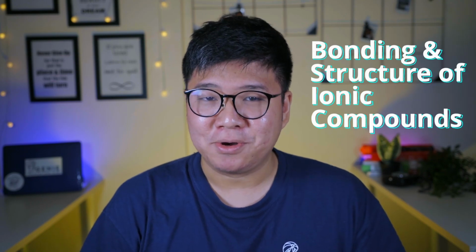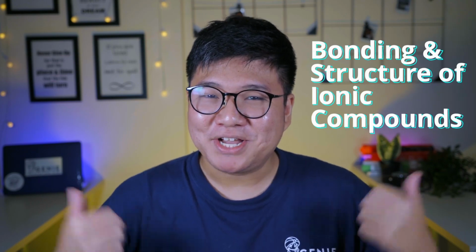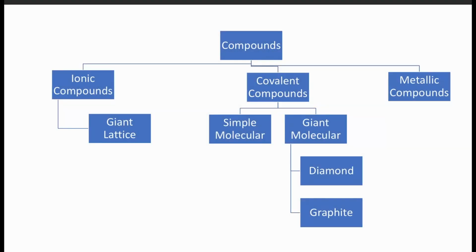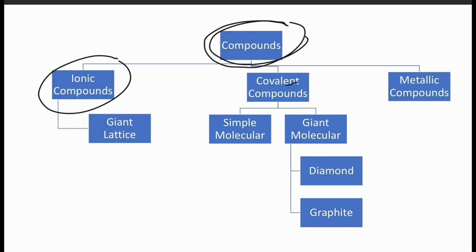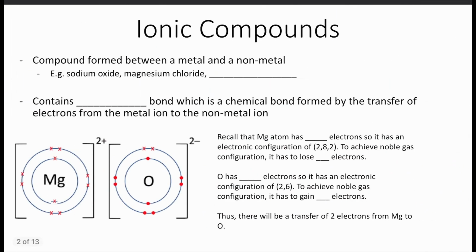Today, we'll be exploring the bonding and structure of ionic compounds. So, let's go! Firstly, the things you need to know is that for compounds, there will be ionic compounds, covalent compounds, and metallic compounds. In this video, I'll be focusing on ionic compounds. So what are ionic compounds?